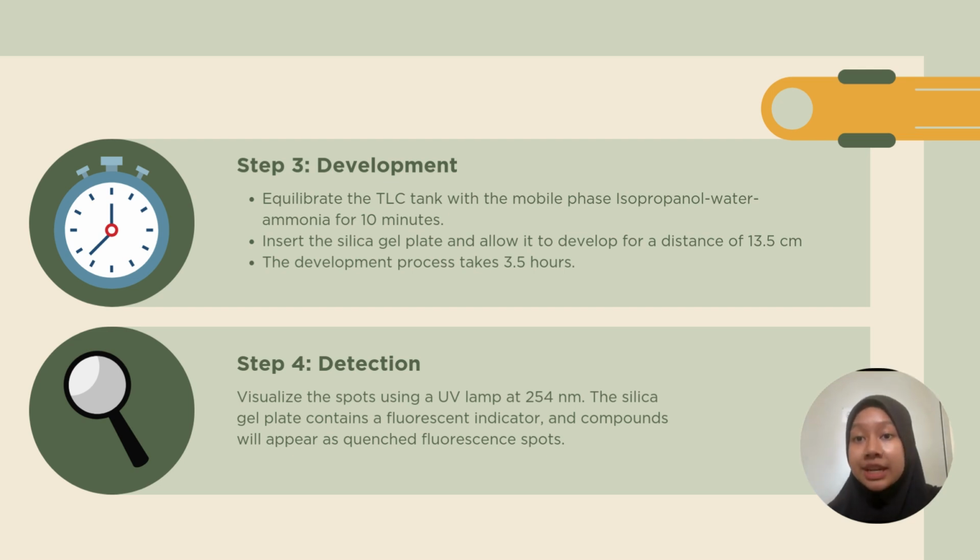Step 4. Detection. Once the development is complete, visualize the separated compounds under a UV lamp. The silica gel plate contains a fluorescent indicator that activates at 254 nanometers. The compounds will appear as distinct spots where the fluorescence is quenched.